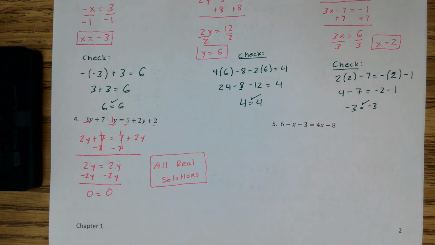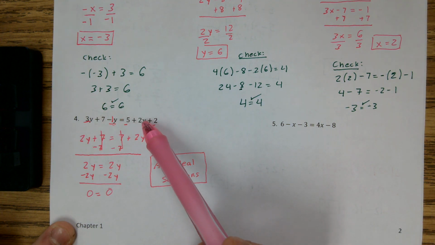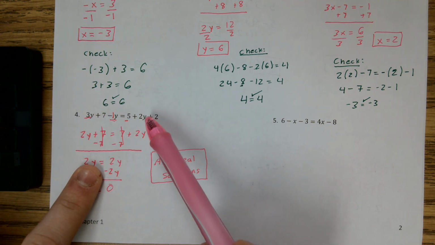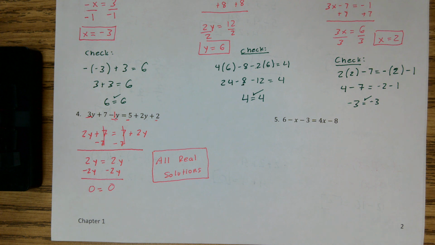Okay, so what this means is any value that I put in for y here, both sides of the equation will actually balance. So I could put in 1, I could put in 1,000,000. It does not matter, these equations will balance. All right, so that was number 4, and our last one's number 5.